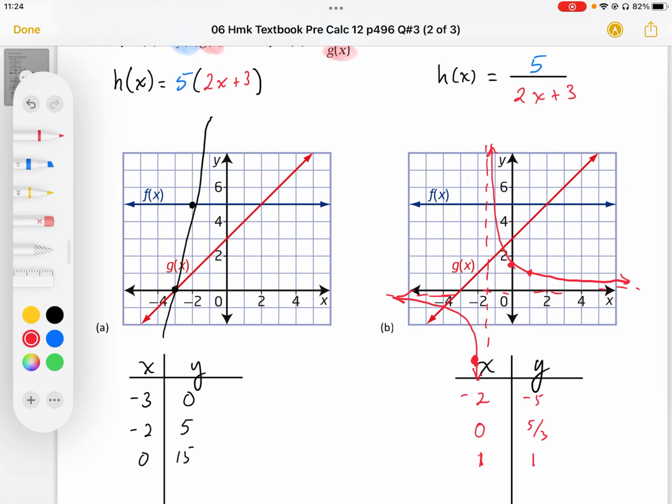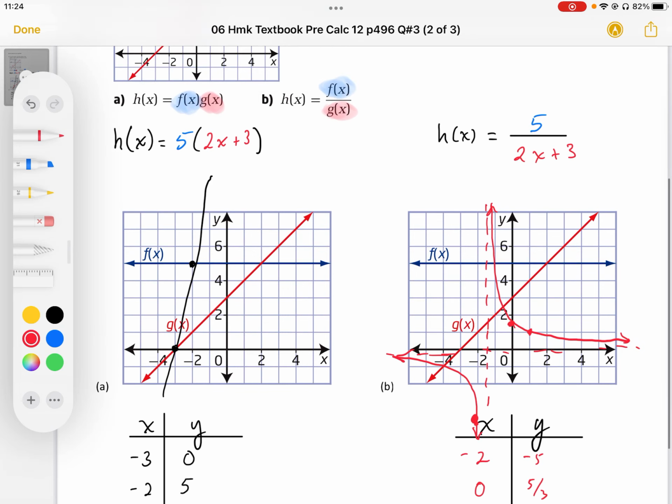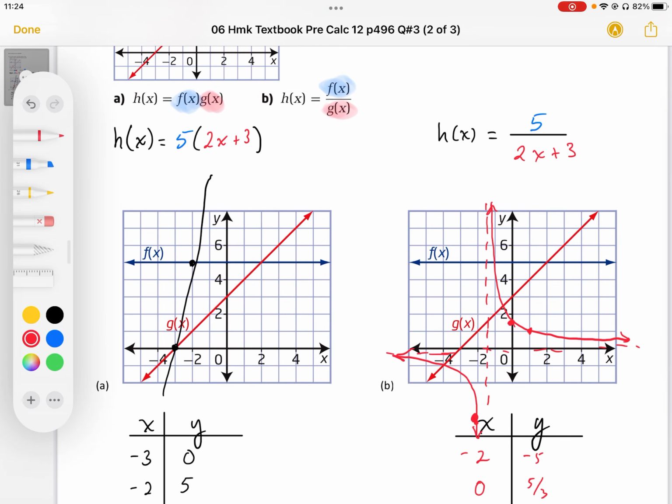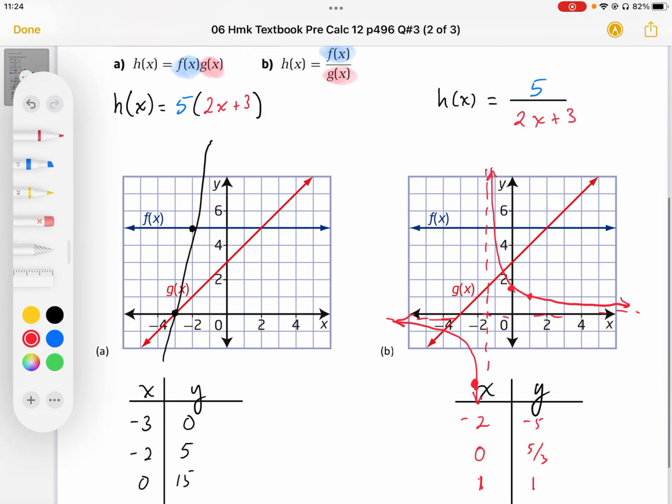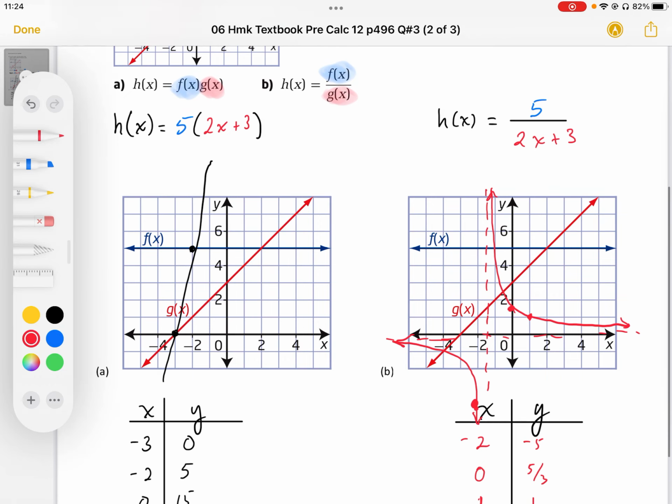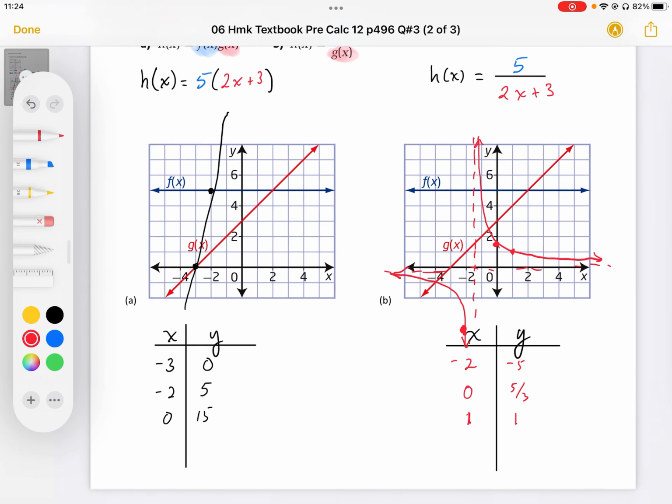So the strategies I'm using here are I want to recognize a familiar function when I actually put the function together. I could also get x and y coordinates by actually just plugging in x's and y's into those two functions to get a table of values.